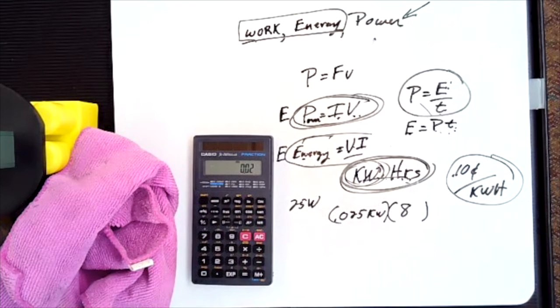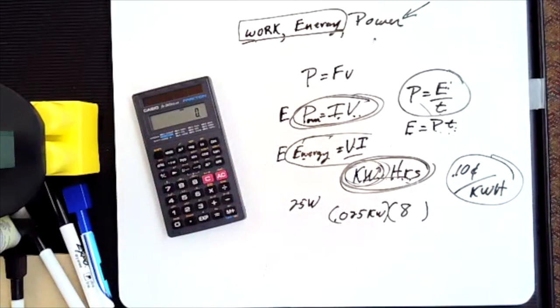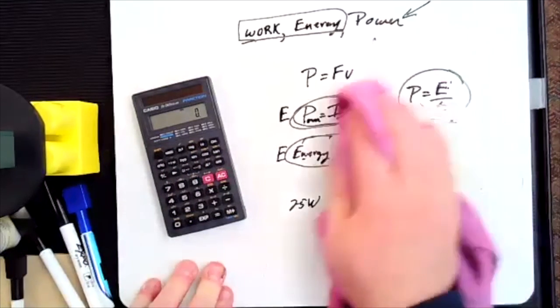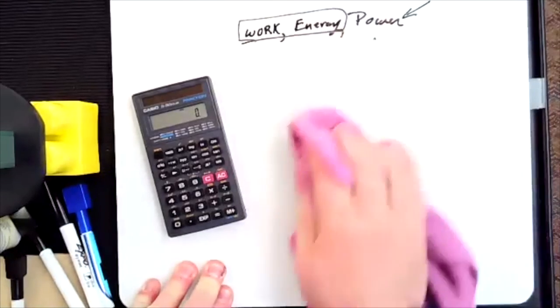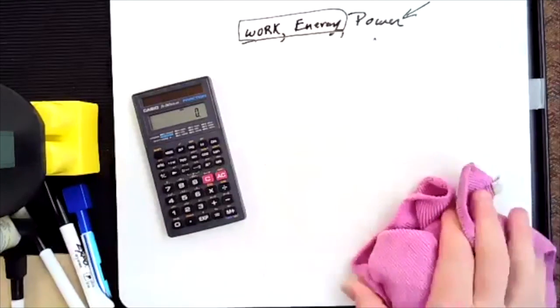So pay up, people. Now that's just a 25-watt light bulb. If you're going to leave a stereo system on or a fan going or a heater or something like that, that's going to take a lot more, and it's going to add up, right? Okay.